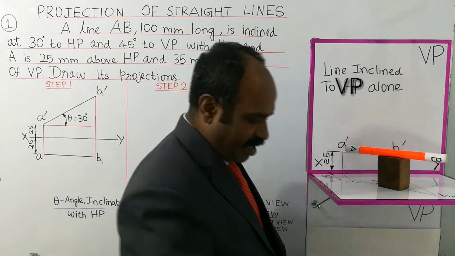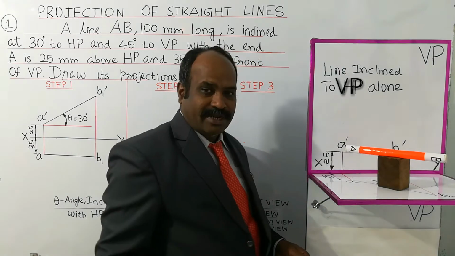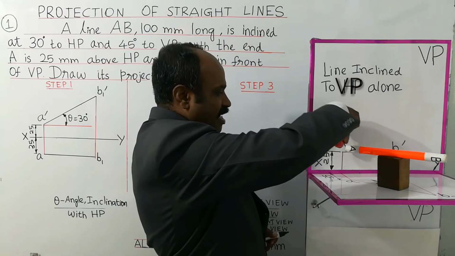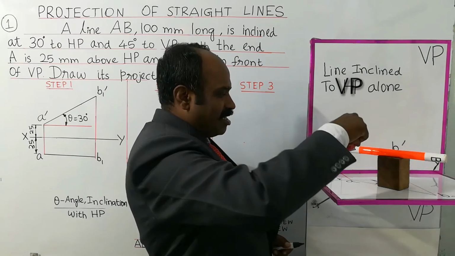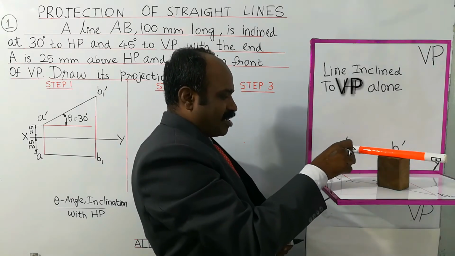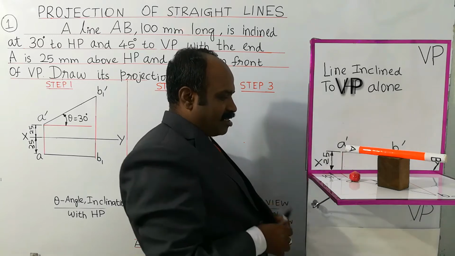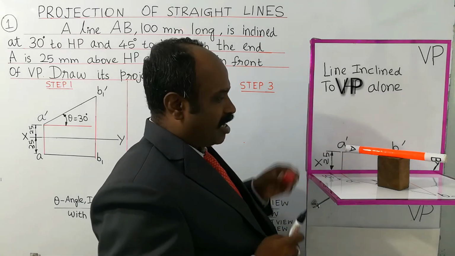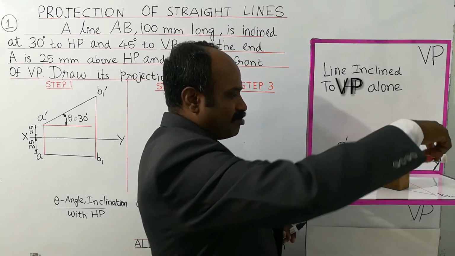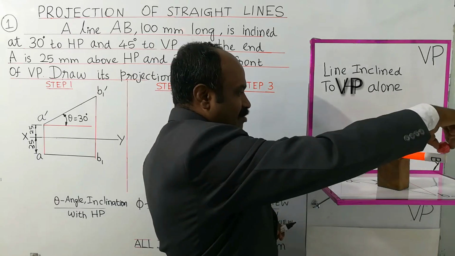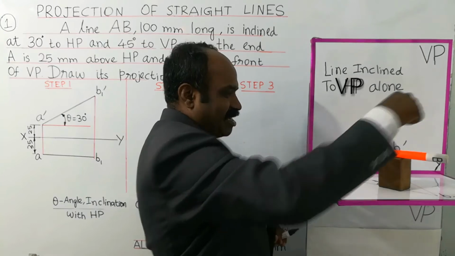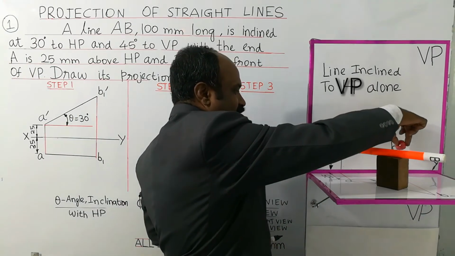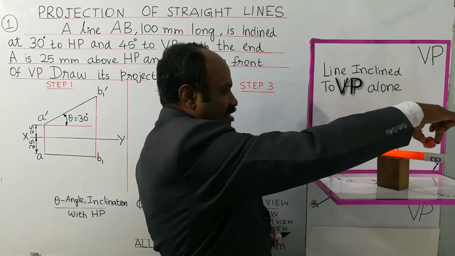And the points A and B are projected on the respective planes. Point A is projected on the vertical plane as A dash, as said previously. And point A is also projected on the horizontal plane as A. That is shown, and it will be visible in the horizontal plane. And point B is projected on the vertical plane as B2 dash, with the notation B2 dash, like this. As a ray, it falls on the vertical plane, VP, as B2.